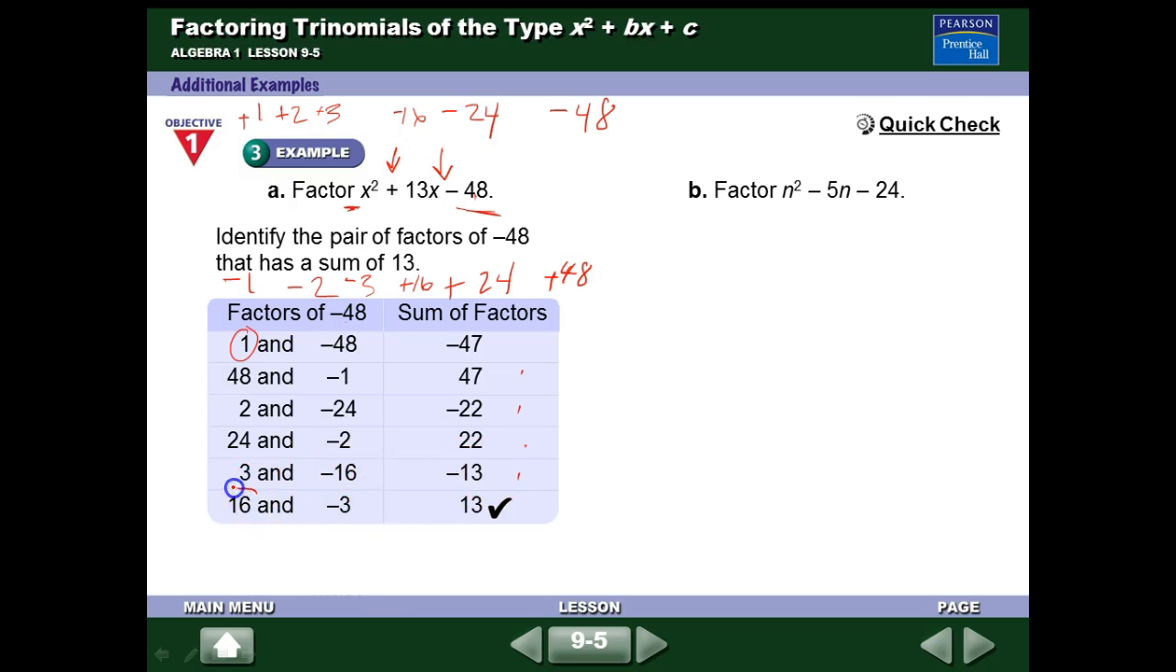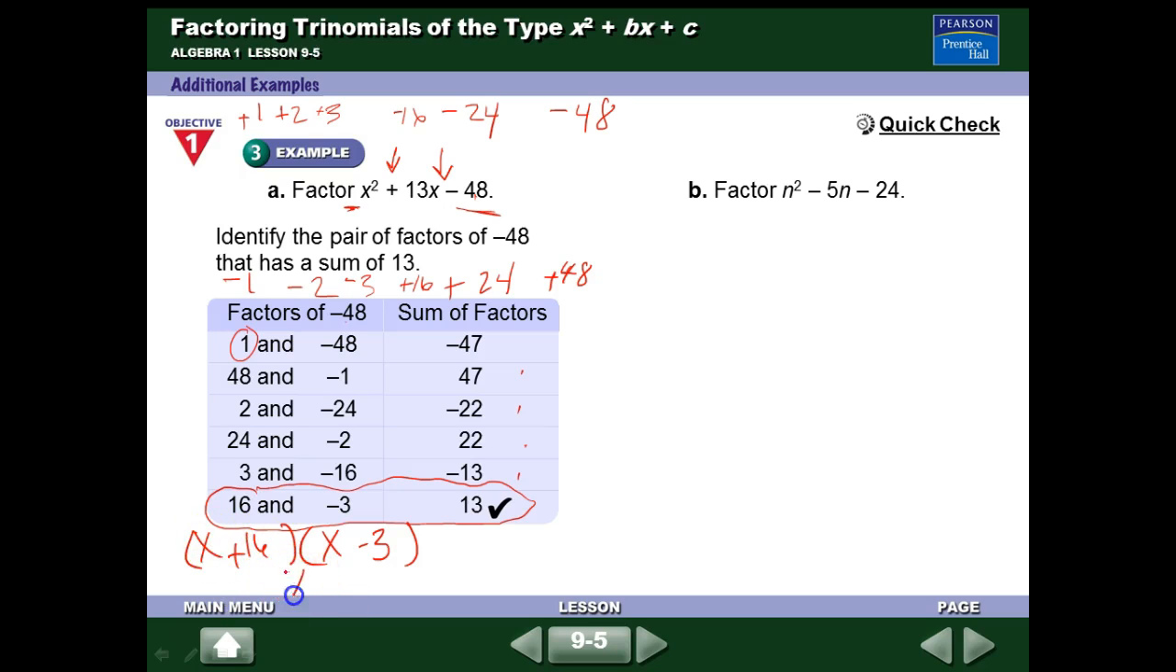Then this last one, ding, ding, ding, 3 plus negative 3 is going to give you a positive 13, which is what we are looking for. So we know we're going to use 16 and negative 3. I have two sets of parentheses. I'm going to have an x and an x. I'm going to add 16 and I'm going to subtract 3. I use both of them.